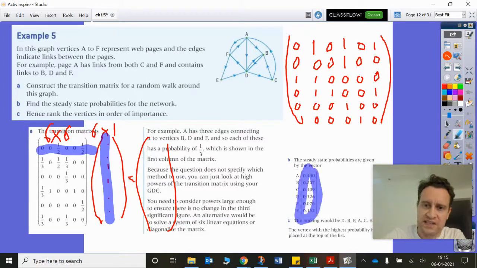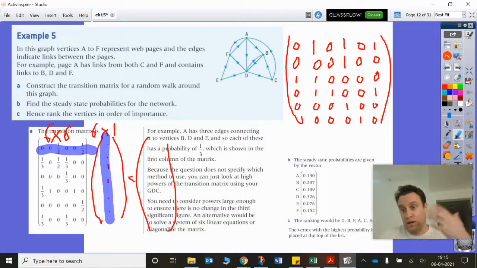So I'm getting this thing here. That's telling us that in the long term, we're going to end up at A with a 13% probability, B with a 20.7% probability, and so on.